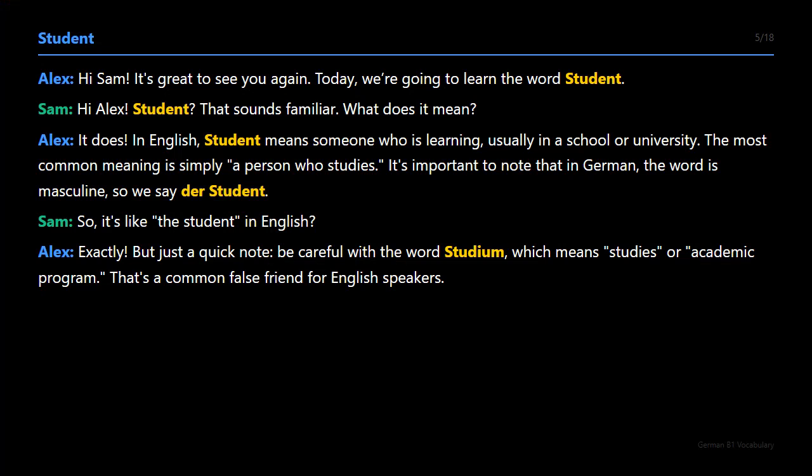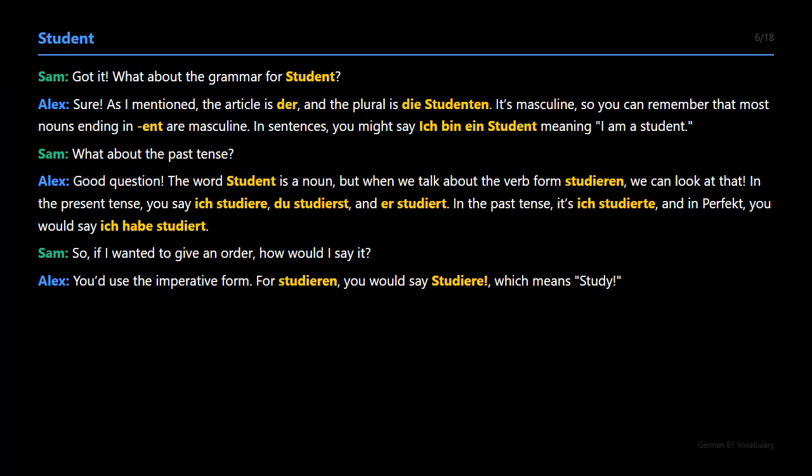Got it. What about the grammar for Student? Sure. As I mentioned, the article is Der, and the plural is Die Studenten. It's masculine, so you can remember that most nouns ending in NT are masculine. In sentences, you might say, Ich bin ein Student, meaning I am a student.